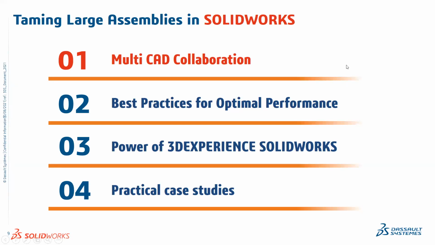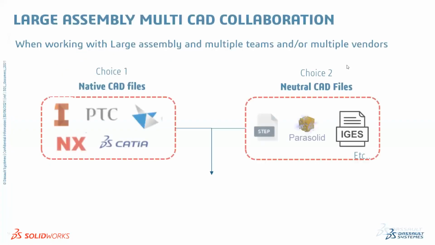So first in our subject, we are going to see how multi-CAD collaboration works. When you are working with large assemblies, maybe in your organization with multiple teams or multiple vendors, you have two choices for how you can perform this activity. Either you can get the native files. That means if some of your team members are using Creo or NX, you can directly get the NX files or Creo files and use them.